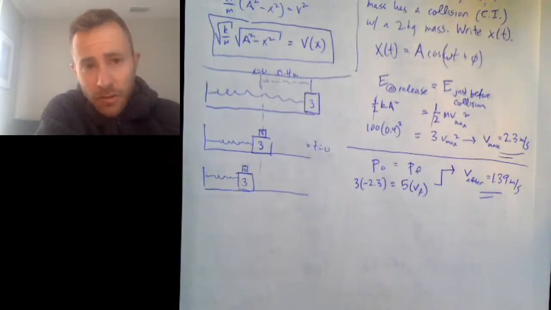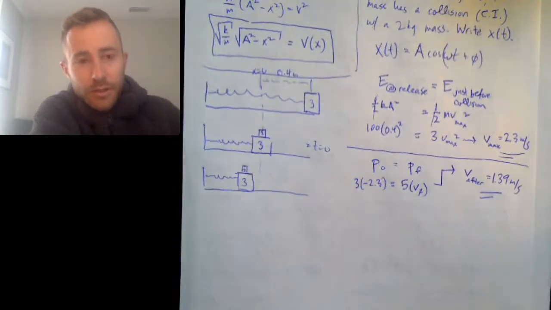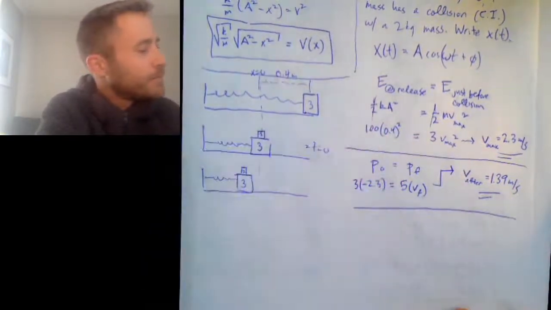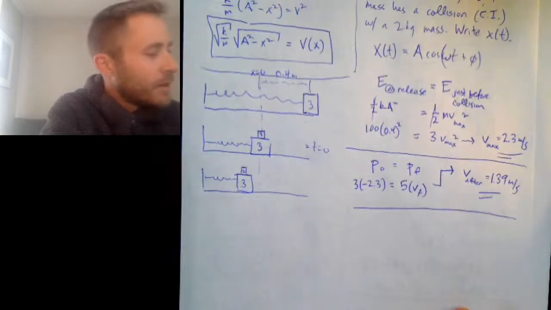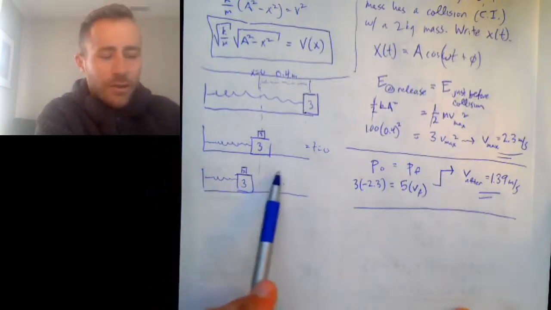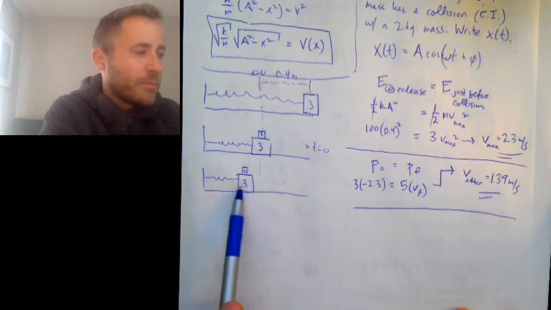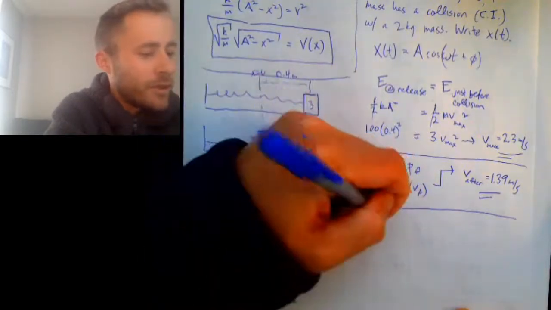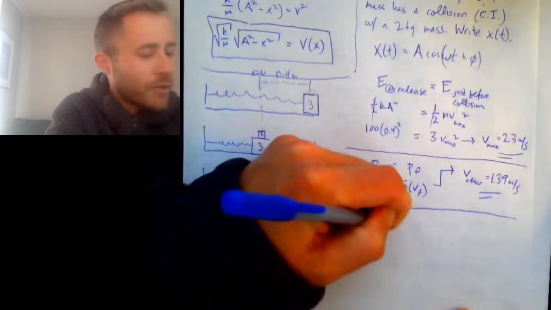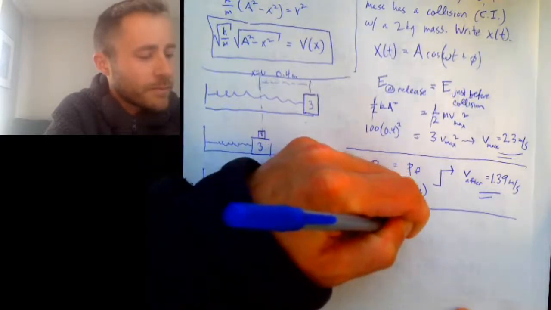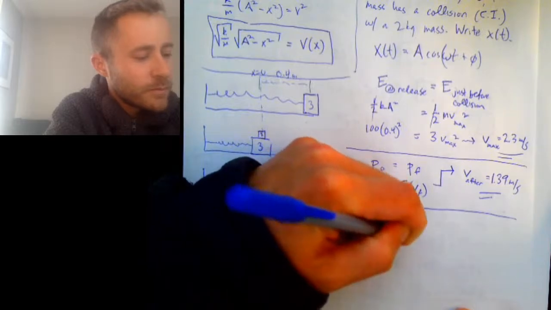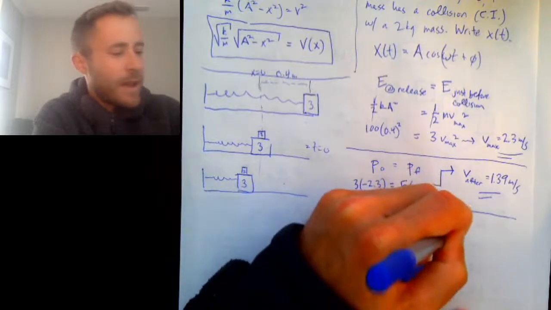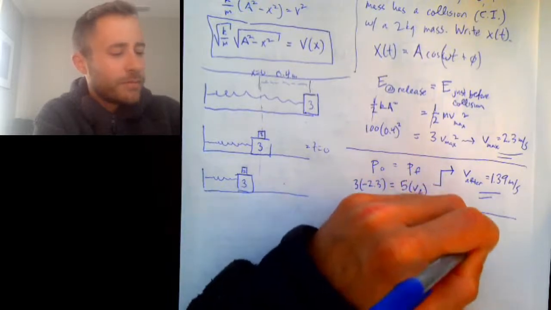Now, after the collision has happened, we have no more energy dissipated. So now we can use conservation of energy once again. And so the pair is going to continue and compress the spring. And so the energy just after collision is going to be equal to the energy at full compression.